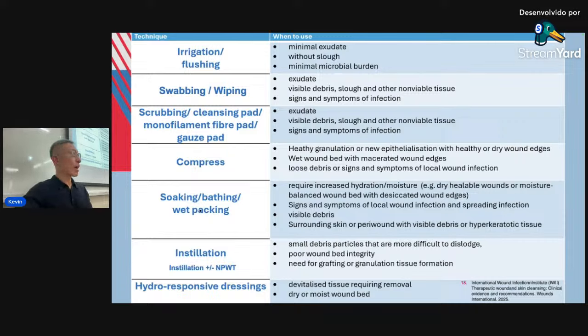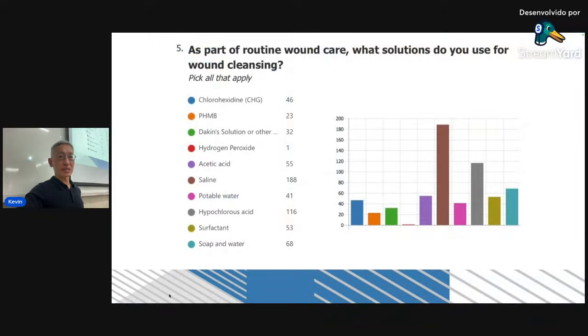And there's also other potential methodology involving soaking and bathing, although we don't really recommend soaking and bathing that much because of the fear of cross-contamination and colonization. Instillation therapy has become quite popular with the promotion of different types of negative pressure therapy, with this capacity to instill into the wound and at the same time remove the fluid promptly, along with it all the necrotic material or non-viable tissue on the wound as a cleansing process. And last but not least, we also have some of the hydro-responsive dressings as well.